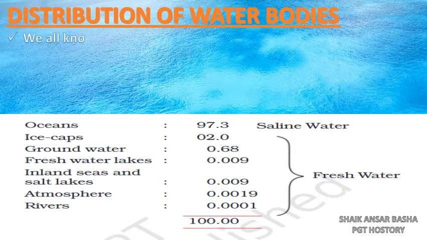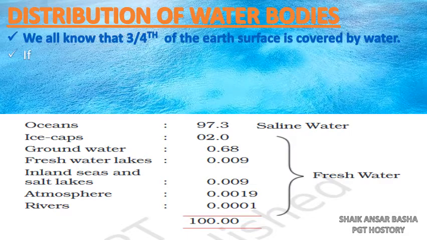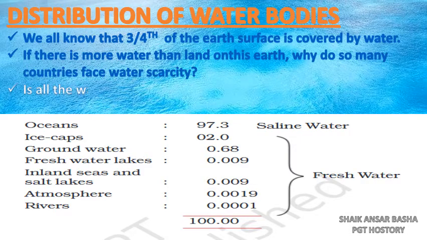And you can see the distribution of water bodies. We all know that three-fourths of the Earth's surface is covered by water. The Earth has two parts, water and land. Water covers three-fourths of the Earth's surface, and if there is more water than land on this earth, why do so many countries face water scarcity? This is because of improper management of water, and also a large portion of the water is found in the oceans.